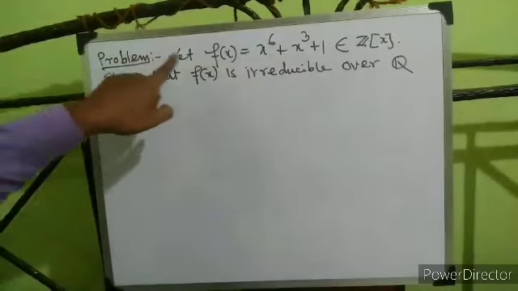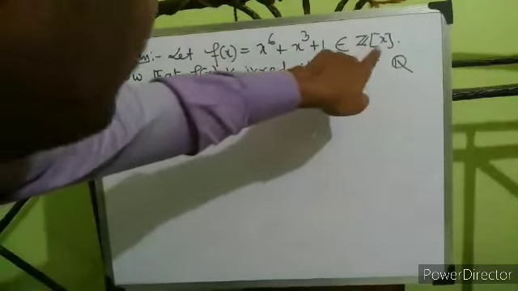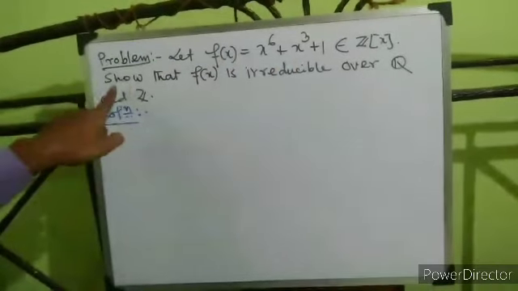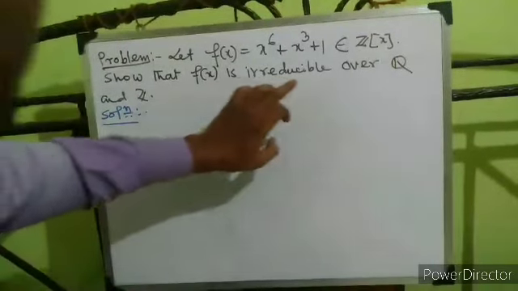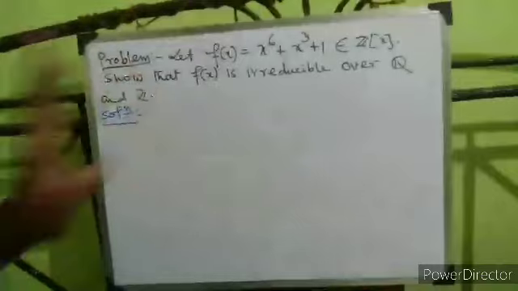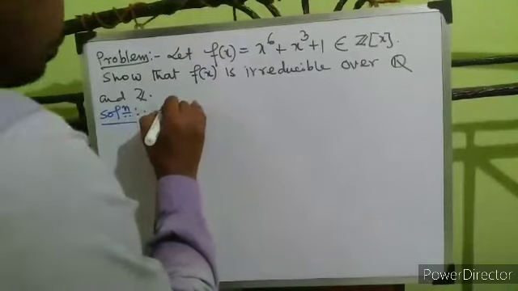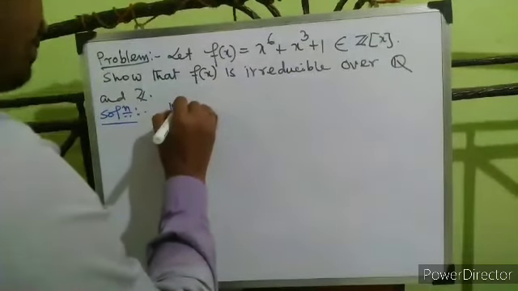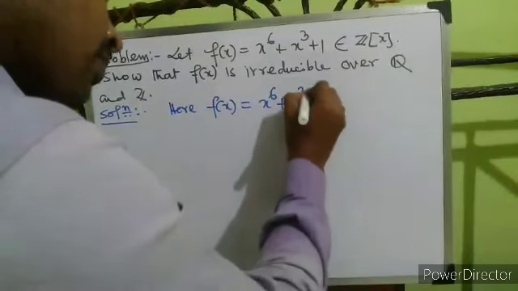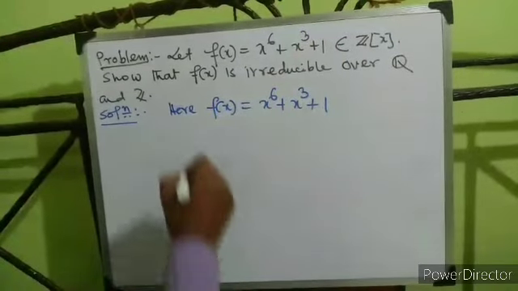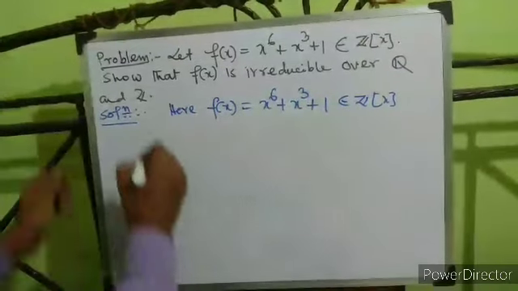Now a problem. Let f(x) is equal to x to the power 6 plus x cube plus 1 belongs to Z[x]. Then show that f(x) is irreducible over Q and Z, that is irreducible in Q[x] and Z[x]. Solution: here f(x) is equal to x to the power 6 plus x cube plus 1, which belongs to Z[x].